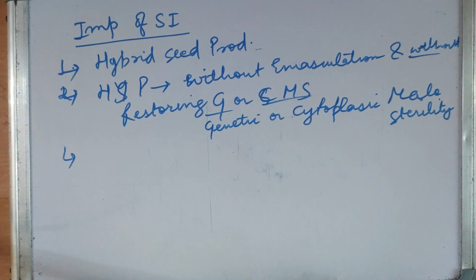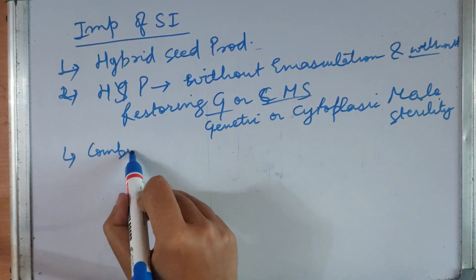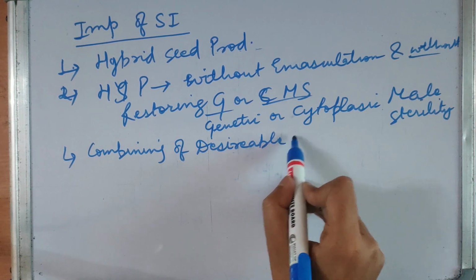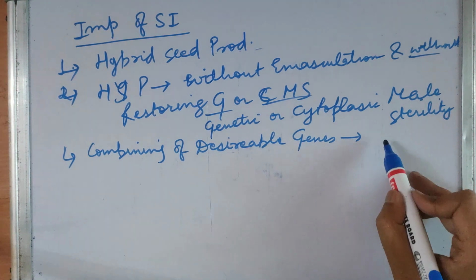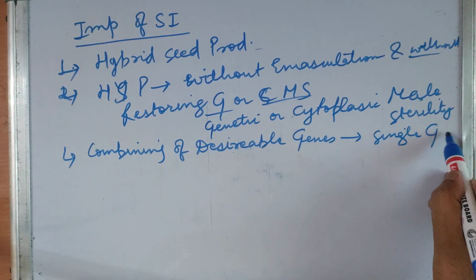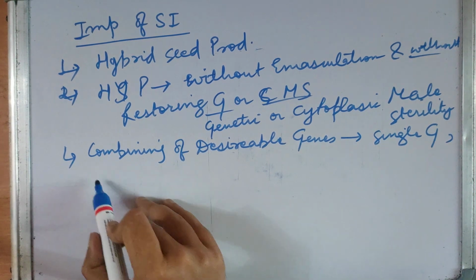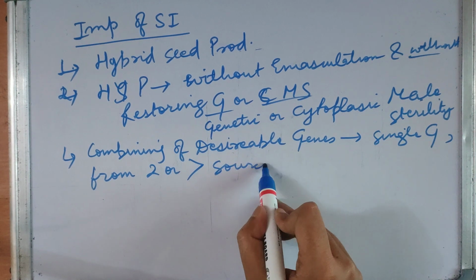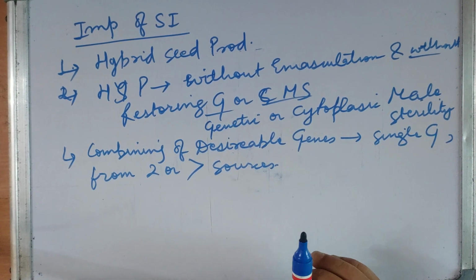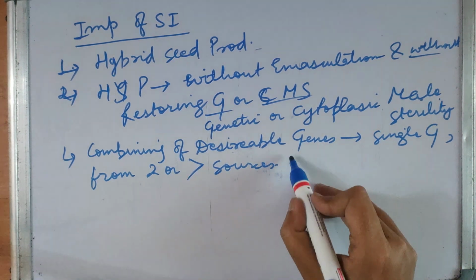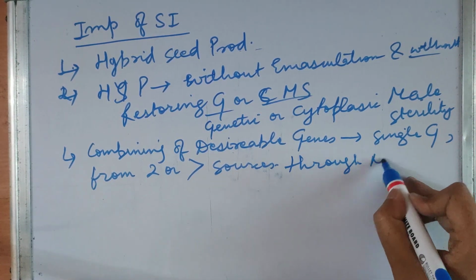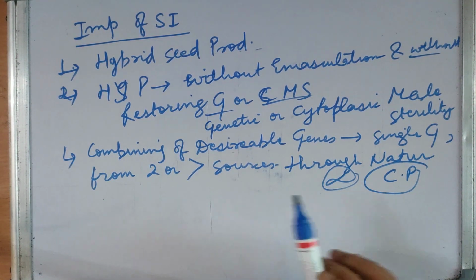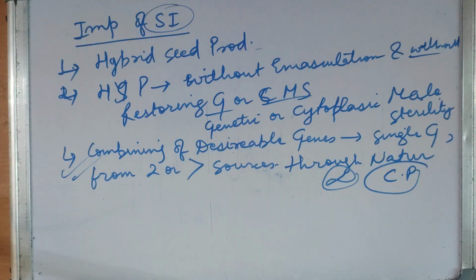It also permits combining of desirable genes in a single genotype from two or more different sources through natural cross pollination, which is not possible in self compatible species. It is only possible in self incompatible species.